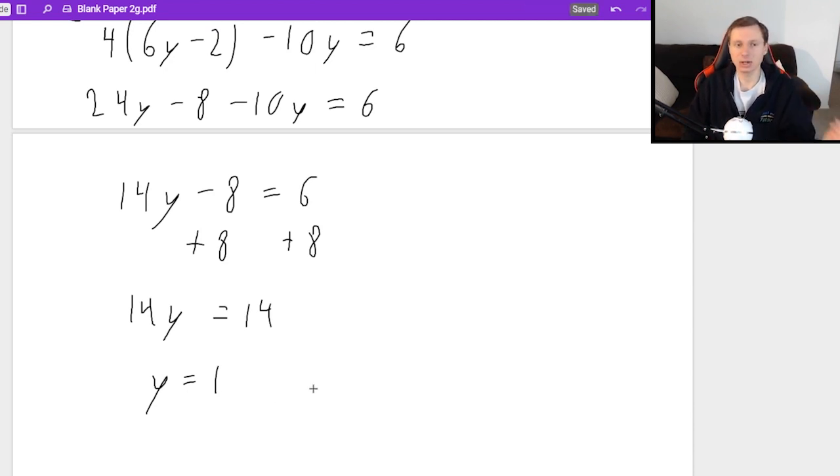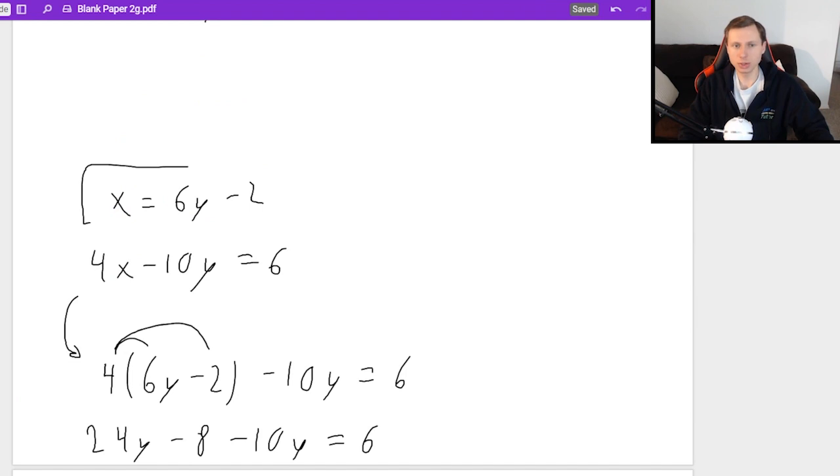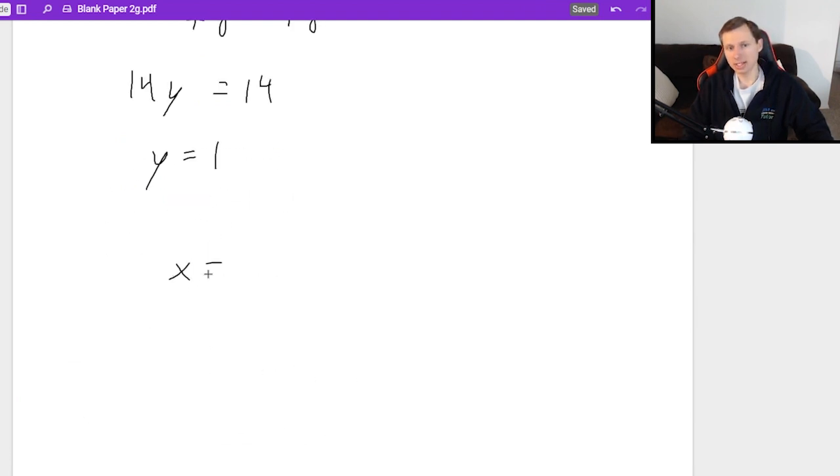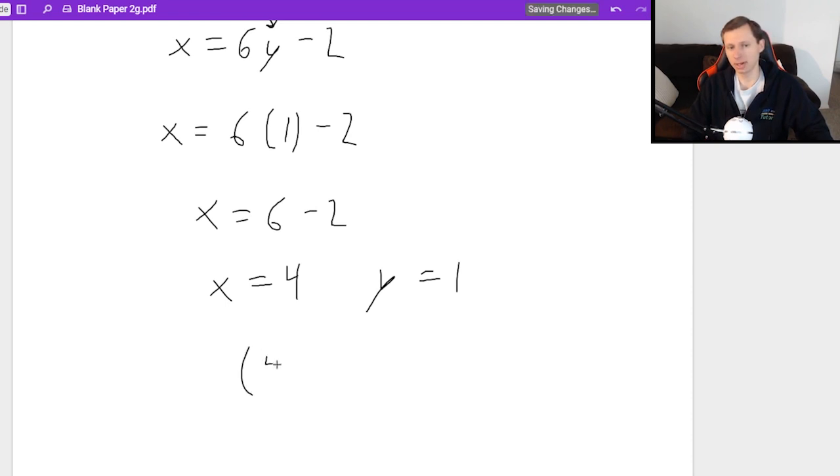Now to find x, just like the elimination method, I need to plug that value for y back into one of my first two equations. It doesn't matter which one I plug into. I can choose the first one or the second one. I'll choose the first one because it looks easier. So x equals 6y minus 2. I'm saying y can be plugged in right there for 1. So x equals 6(1) minus 2. 6 times 1 is 6. x equals 6 minus 2. x equals 4. So my solution is x equals 4, y equals 1. Or if you want to write it like a coordinate point, because some teachers want you to do that, then you get (4, 1) as your answer. So that's substitution method in a nutshell.